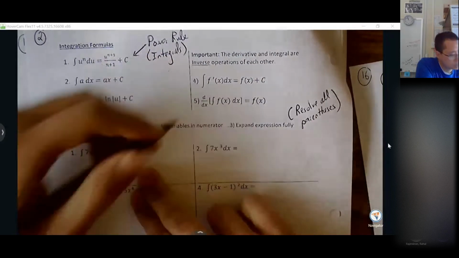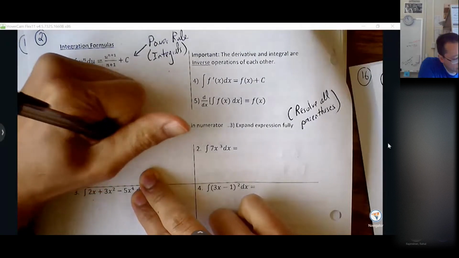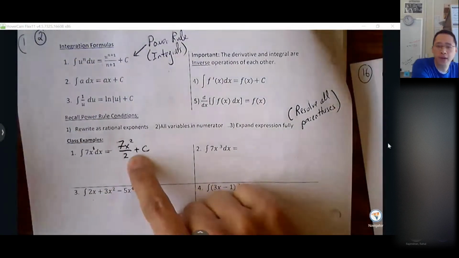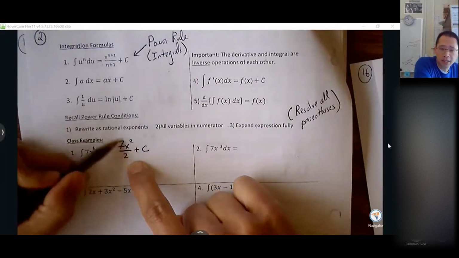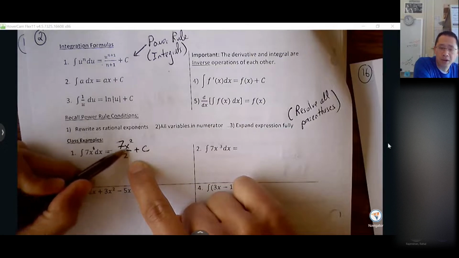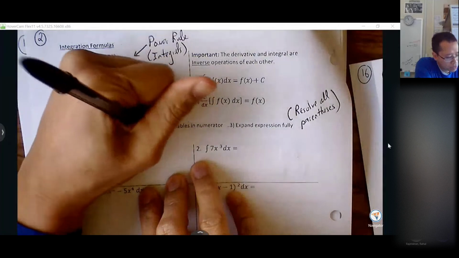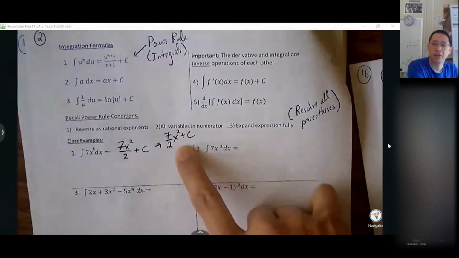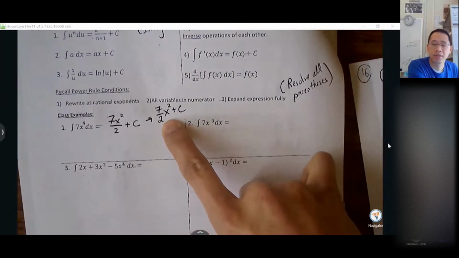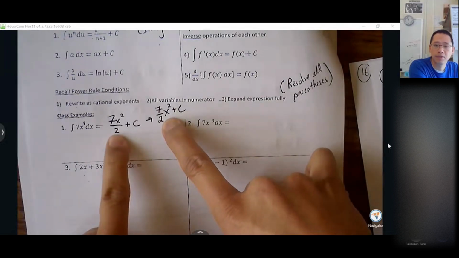We add 1 to the exponent and divide by that new exponent. You can write it as 7x squared over 2 plus c, or if you want to get into the habit of not having to stare at a numeric value in the denominator space, you can always rewrite it as 7 over 2 x squared plus c. You can push it out in front as a coefficient. Typically, students like this more.